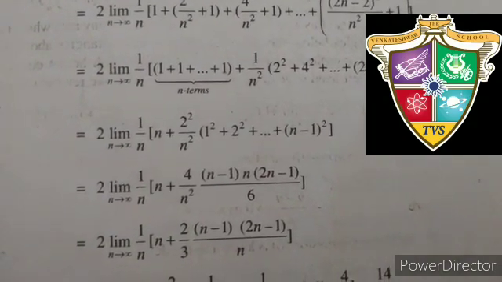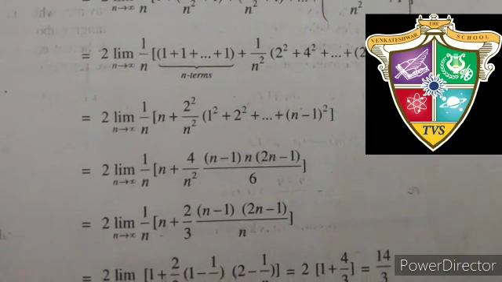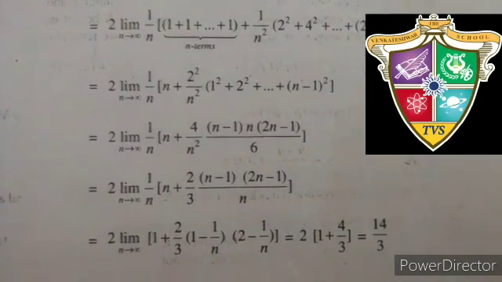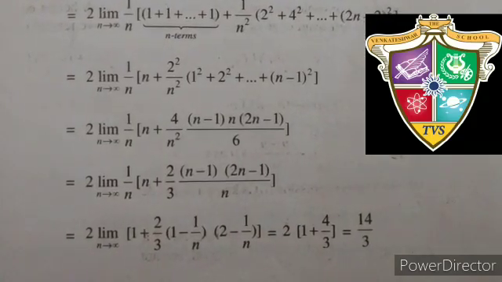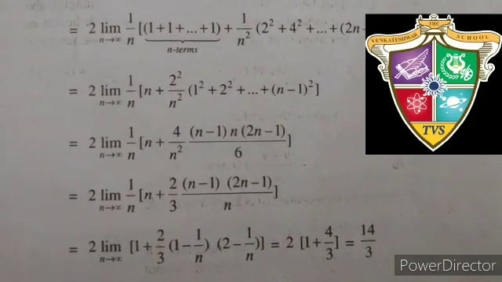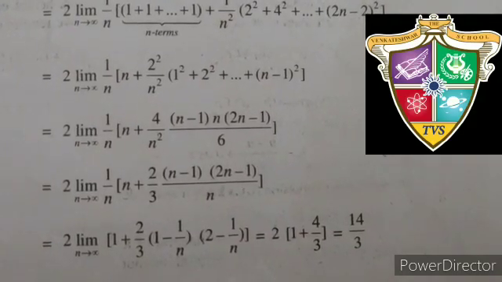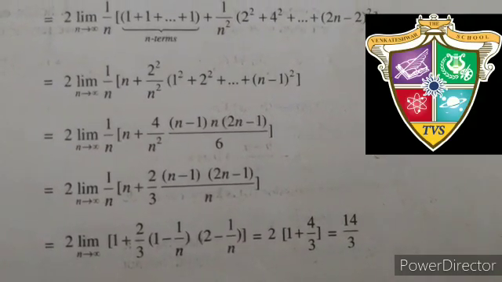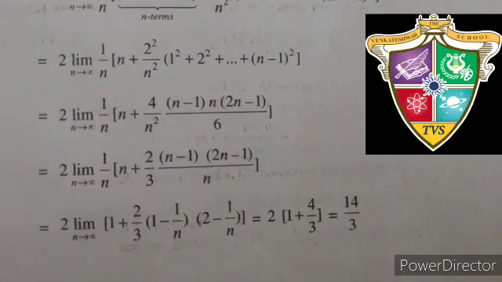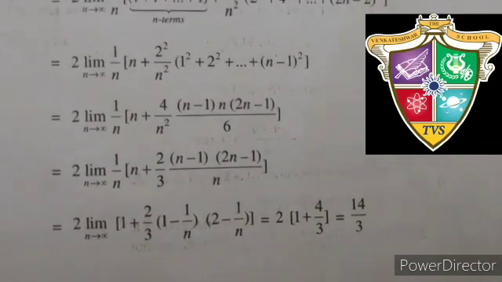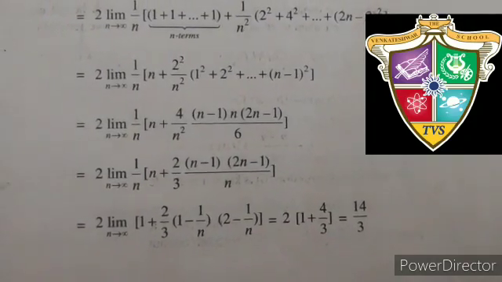This is using the formula. Now you put the value after all cancelling and everything, limit n tends to infinity. Now outside bracket you have 1 by n, so you divide the whole thing by n. Then whatever you get, n tends to infinity, 1 by n gives you 0. So finally your answer will be 14 by 3.